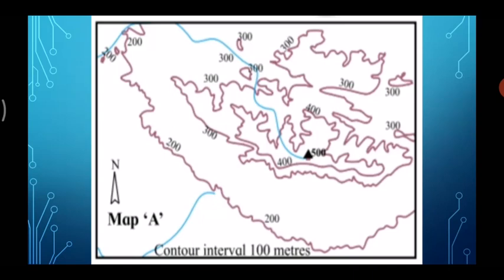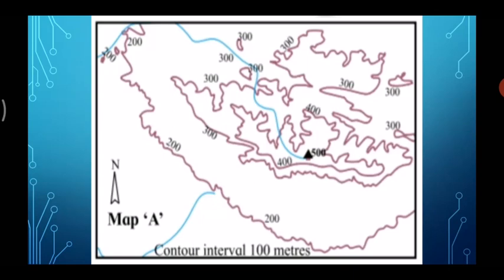Now see map A. Look at this map A. In the map, lines are drawn, each joining places of a specific height. There are different lines drawn. You can see in the map, right? Of a specific height. There are heights also given: 200, 300, 400, and 500. You can see in the map. Those are the heights. This way, the relief of the land can be shown easily.